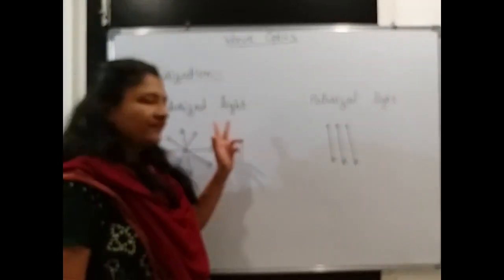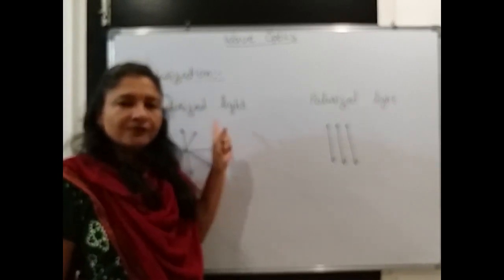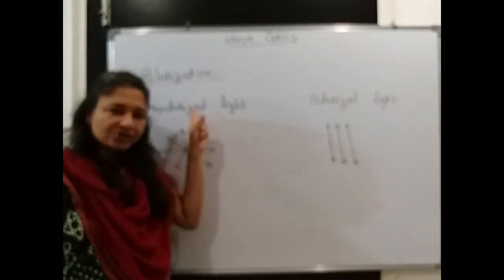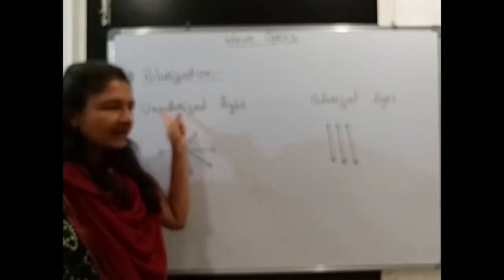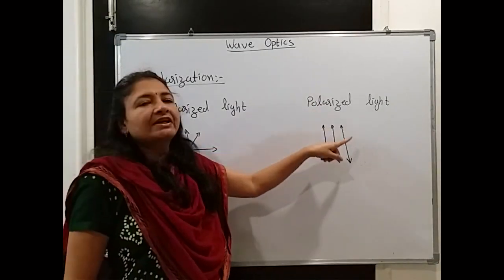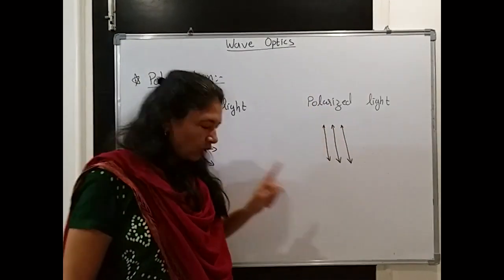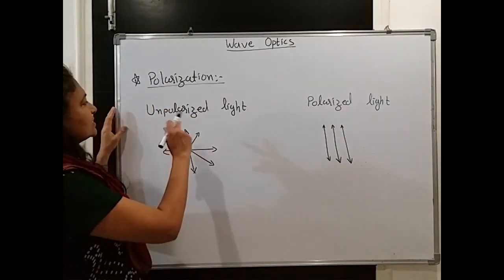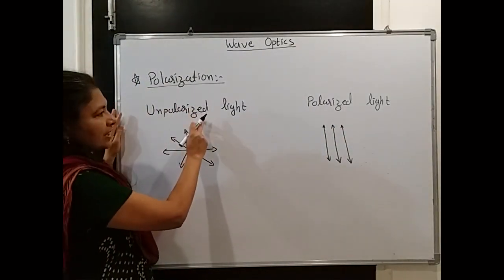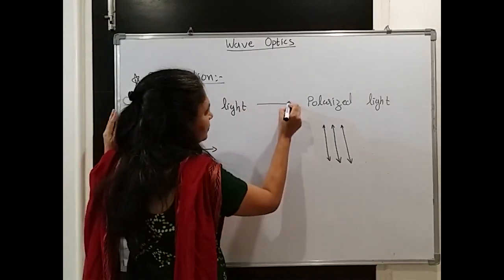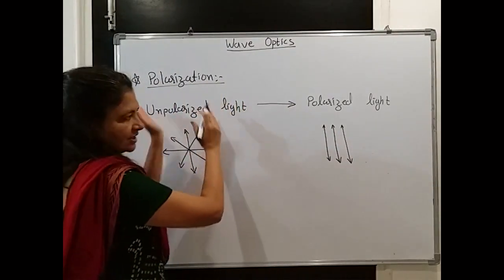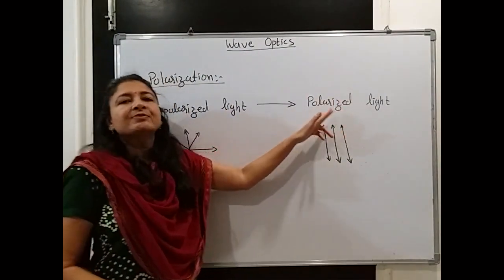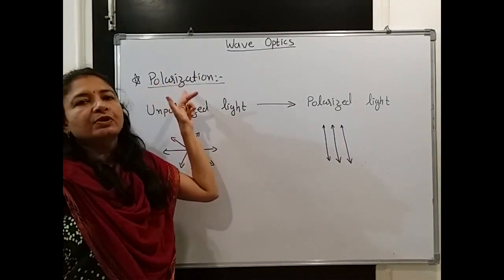Okay. So main difference, E vectors are uniformly distributed in all directions in case of unpolarized light. In polarized light, E vectors are in one direction only. And the process of converting unpolarized light into polarized light, from unpolarized to polarized, this process is known as polarization.